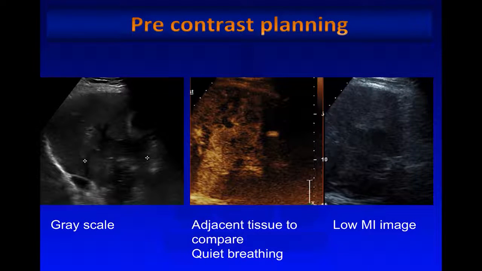It's important to do proper pre-contrast planning. So you want a good grayscale image, and you can see how, again, because of the low mechanical index in the contrast mode, the grayscale is a little bit degraded. You also want to position the patient in such a way that you can see the adjacent tissue, so that you can compare enhancement within the lesion to the adjacent tissue.